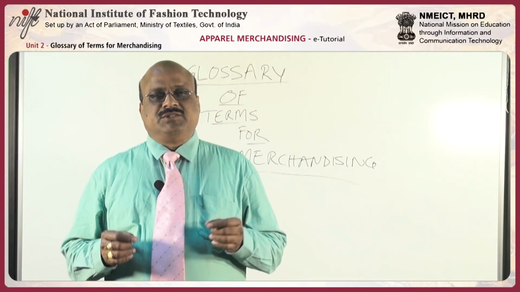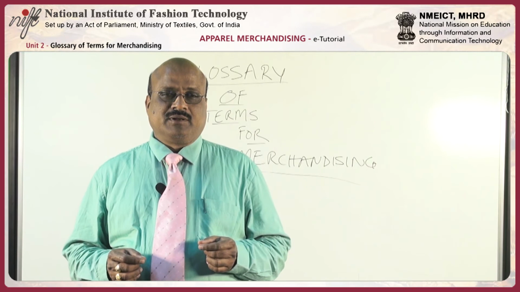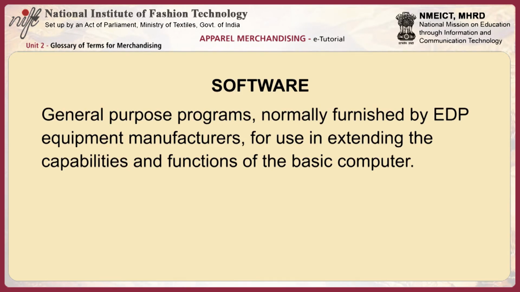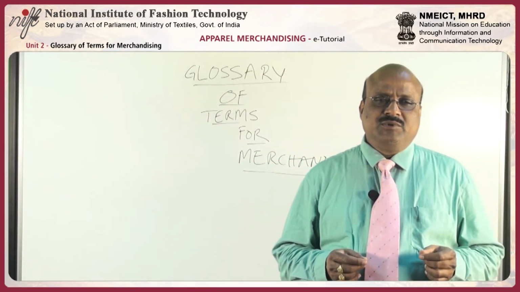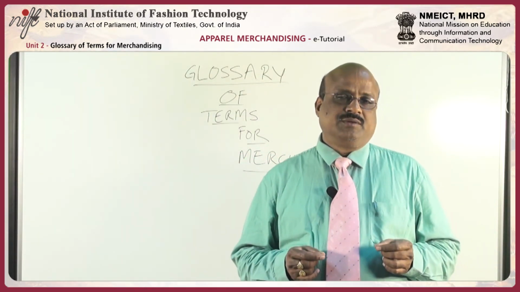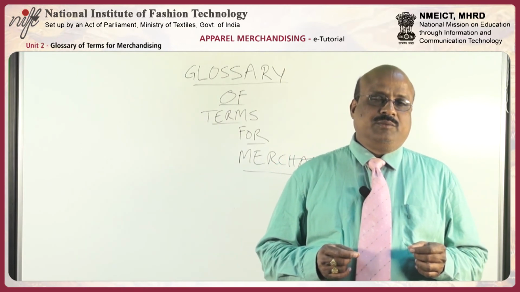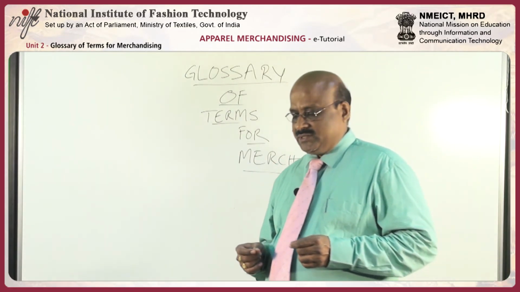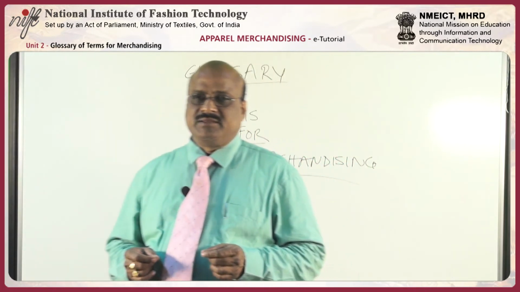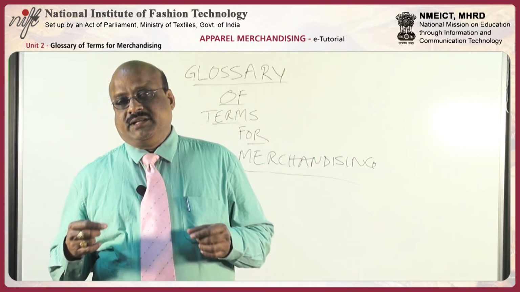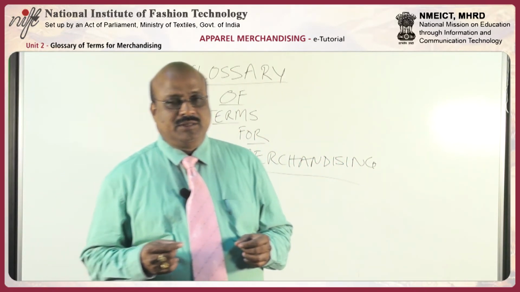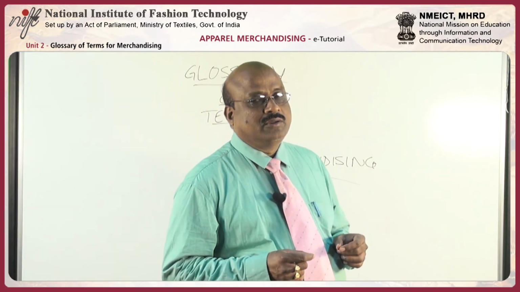The next term is software. Software: general purpose programs normally furnished by the EDP equipment manufacturer for use in extending the capabilities and functions of a basic computer. So basically software enables the functioning of computers. So the programs that run the computers and the packages that enable certain enterprise management, they are all called software.